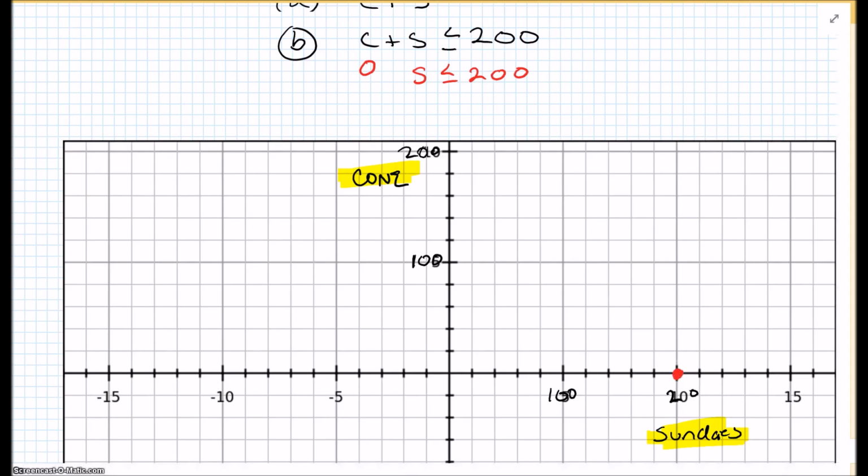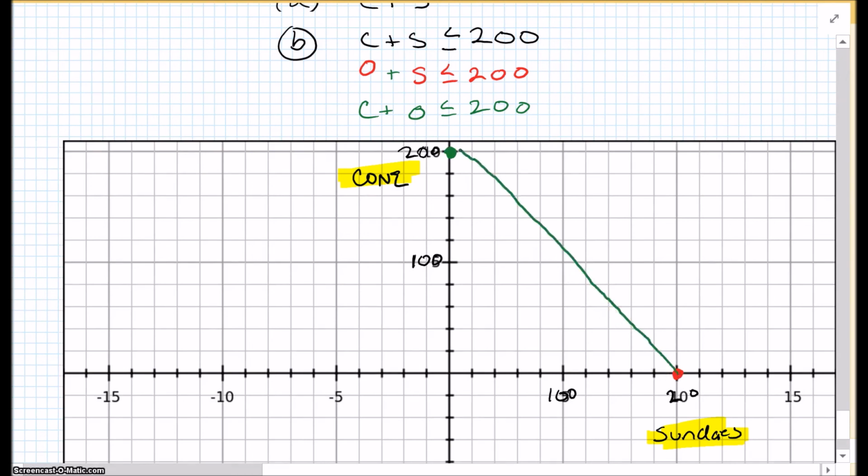And conversely, if I sold 0 sundaes, I would have to sell at most 200 cones. So I can draw those and graph that. Okay, so I've connected the dots. I don't have enough yogurt to make more than 200, but I can make less than 200, all the way down to making absolutely nothing.